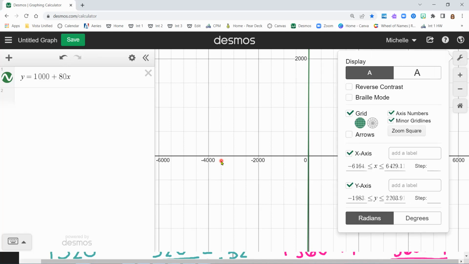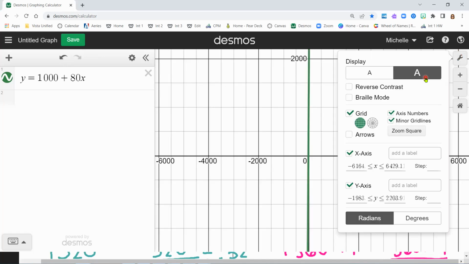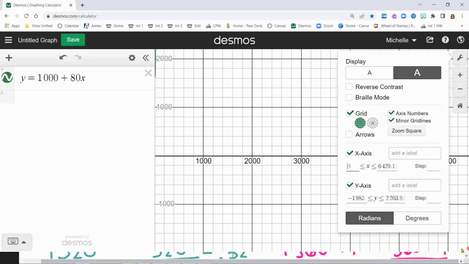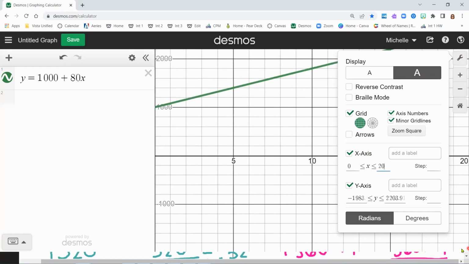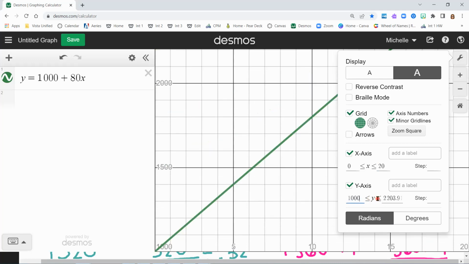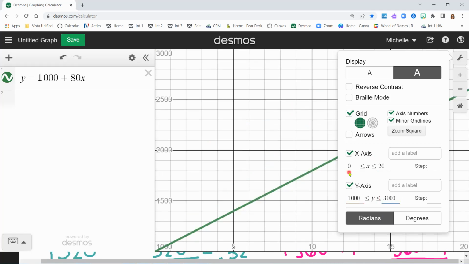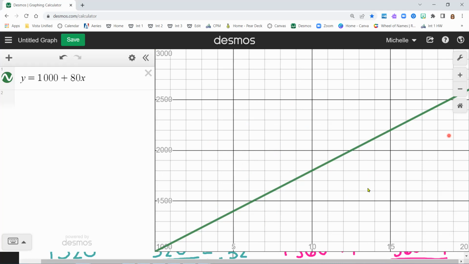So I'm going to come here to the wrench. I'm just going to make this a little bolder. That's all that does. Then I'm going to come here to the X axis, and I am going to make this be from 0 to, let's say, 20. And then my y-axis, the very start is 1,000. So I'm going to start at 1,000. And then let's say we go up to 3,000. So again, I went from 0 to 20 on my x, 1,000 to 3,000 on my y. And now we can kind of see the graph a little better.